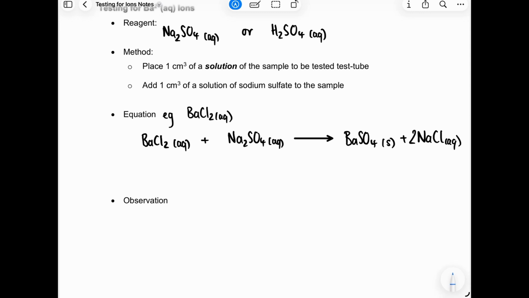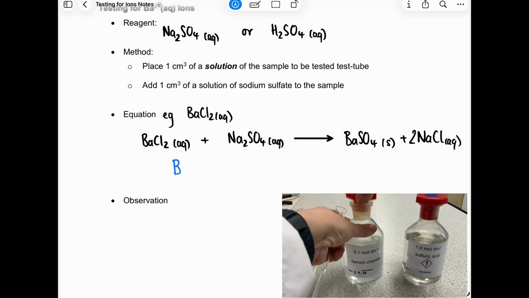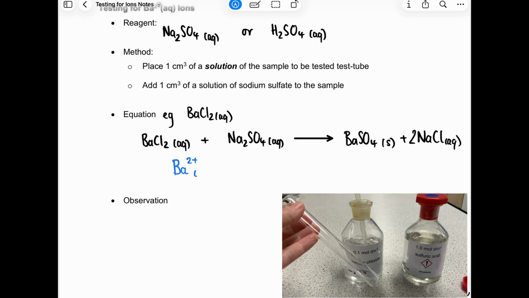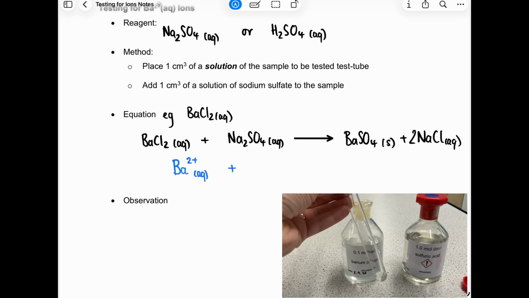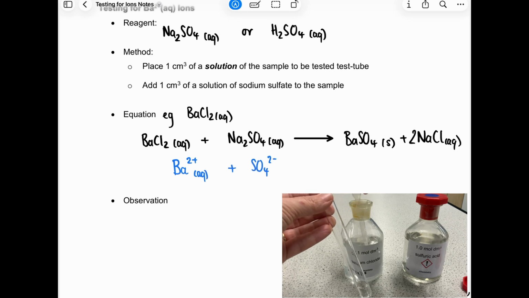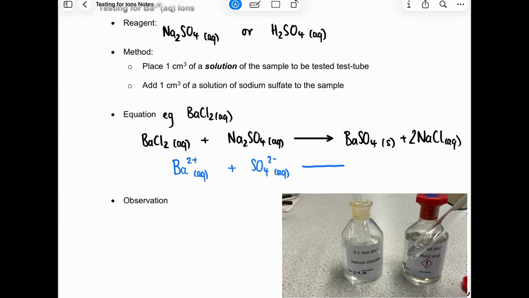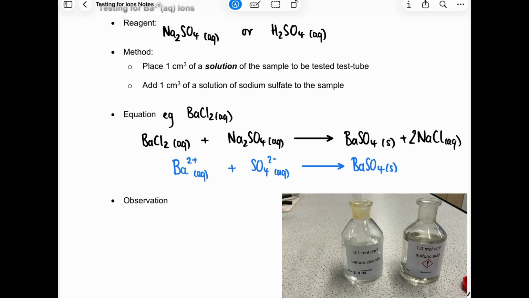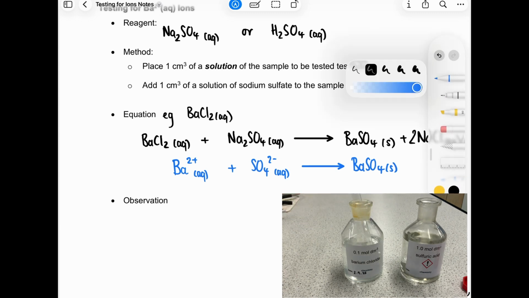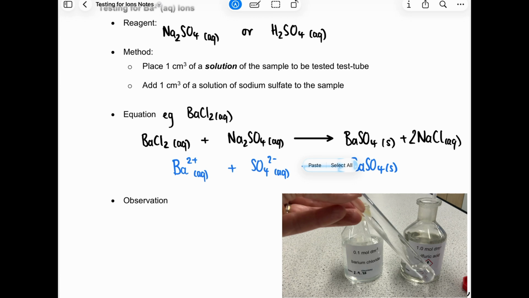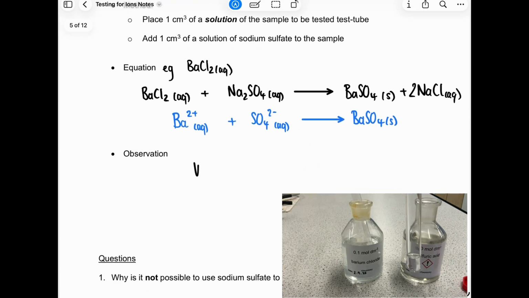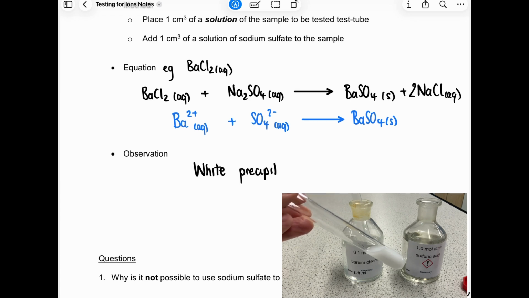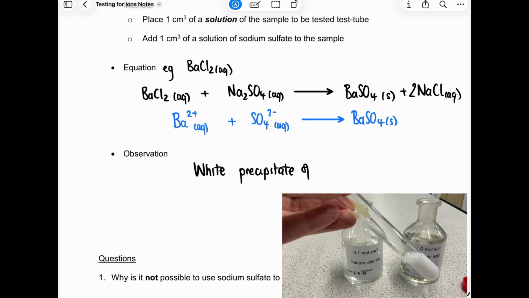Ionic equations are so beneficial for precipitation reactions. We're testing for barium ions, and we're using sulfate ions to do that, and we're making the precipitate. So these equations always form the precipitate you want from the two ions they're made from. Again, because barium sulfate is a group 2 solid, we would see a white precipitate of barium sulfate.